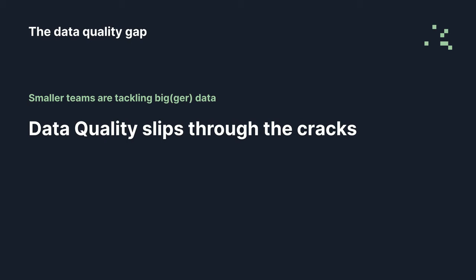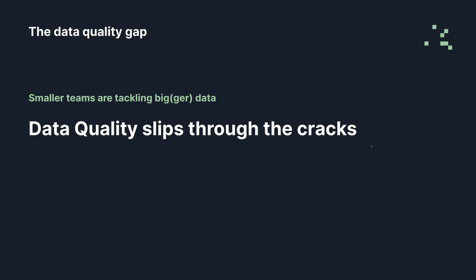Because the data team's goal is to move faster and bring on more different data sources, data quality tends to slip through the cracks because the goal is to move faster with your data. And so there's less time spent on manually verifying that the data is of high quality and is in a usable state.